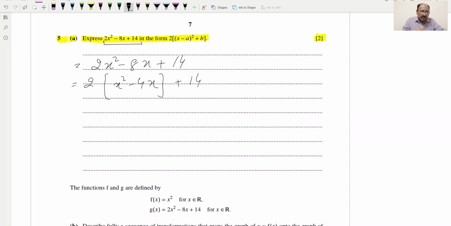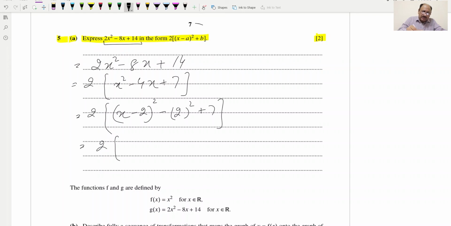And next we can take the common factor, so it will be plus 7 here because the 2 has gone out. Now we can write the completing square for these two: x minus half of 4 will be 2, so (x minus 2) squared, minus 2 squared, plus 7, bracket close, and this will be 2. Because they are saying in this format, b is inside, so that's why we have taken 7 inside.